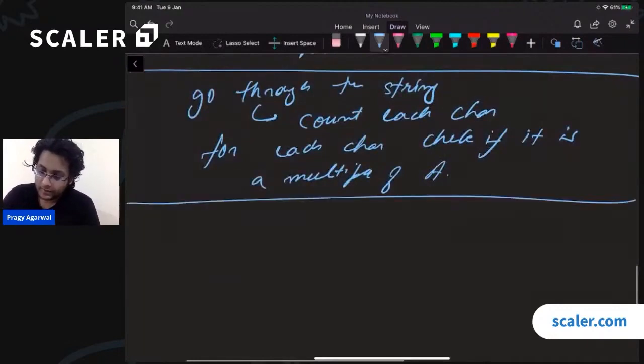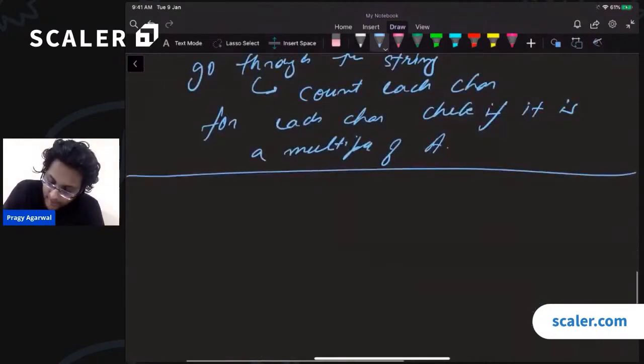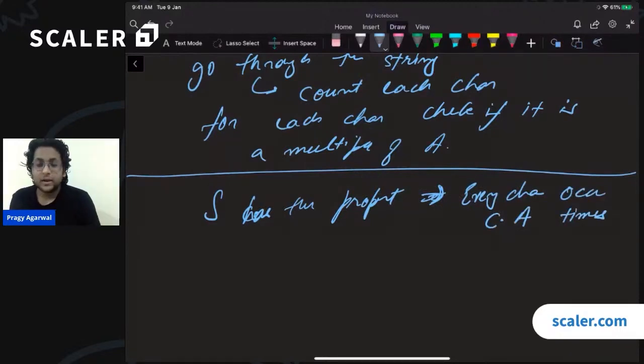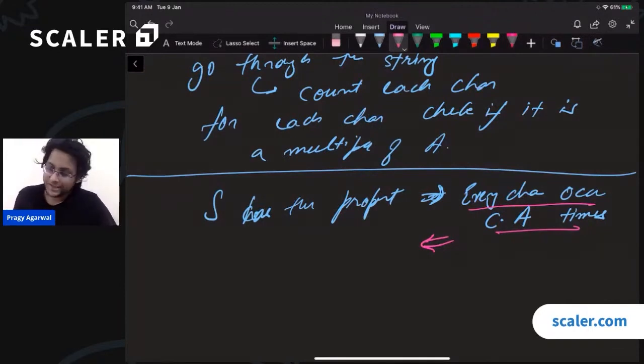So we have so far established that if S has the property, then every character occurs some constant times A times. Right? That is what we have established. But that is not sufficient. We have to establish that the other way is also possible: that if you have any such string, then you can always rearrange the string into A different subparts that match, right? And that is actually pretty simple to see.